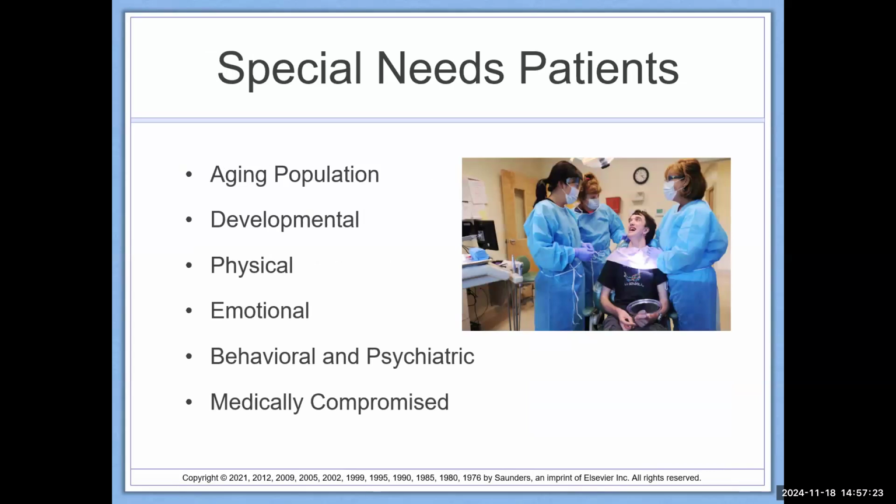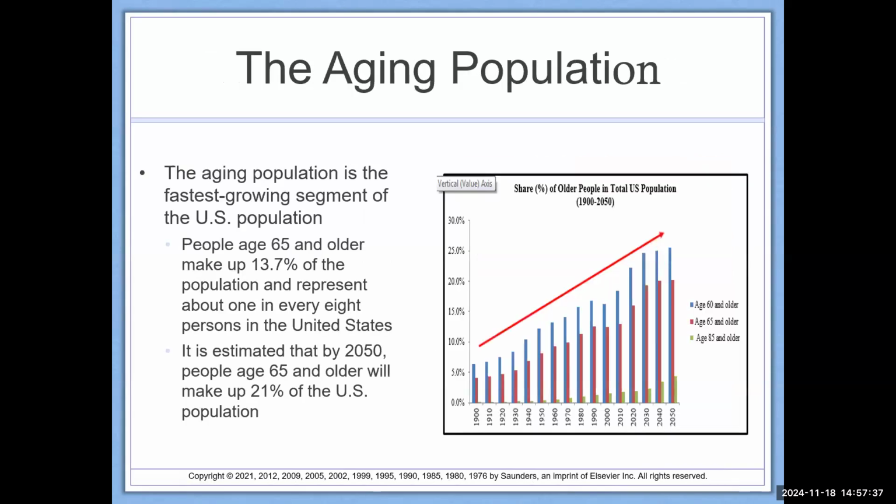Some of the patients that fall in this special needs category are anywhere from the aging population. It could be developmental, physical, emotional, behavioral, psychiatric, and even medically compromised. But the aging population is basically the fastest growing segment of the US population. And people that are 65 and older are around 13.7% of the population and represent around 1 in every 8 persons in the United States.